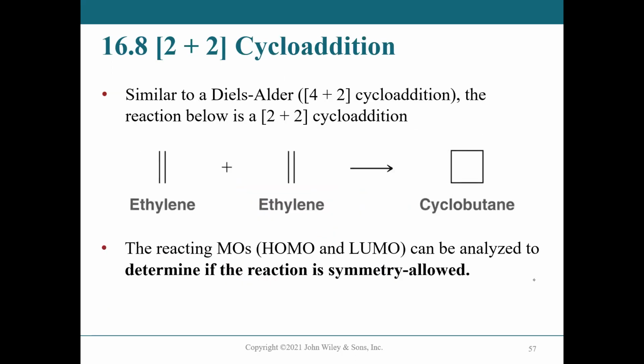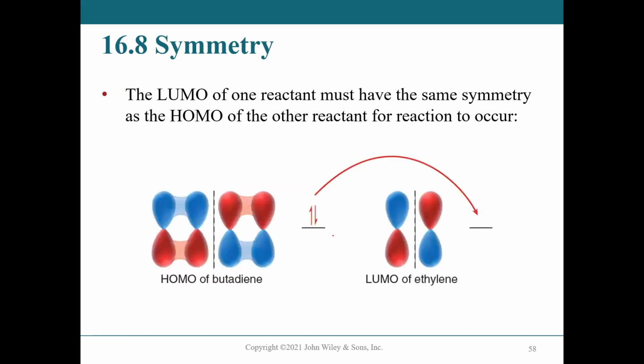This is similar to a Diels-Alder 4+2 cycloaddition. The reaction below is a 2+2. We have ethylene plus ethylene. You can just kind of imagine how this is going to take place. So the reacting molecular orbitals, the HOMO and LUMO, can be analyzed to determine if the reaction is symmetry allowed. So now we'll see if it's symmetry allowed. The LUMO of one reactant must have the same symmetry as the HOMO of the other reactant for the reaction to occur.